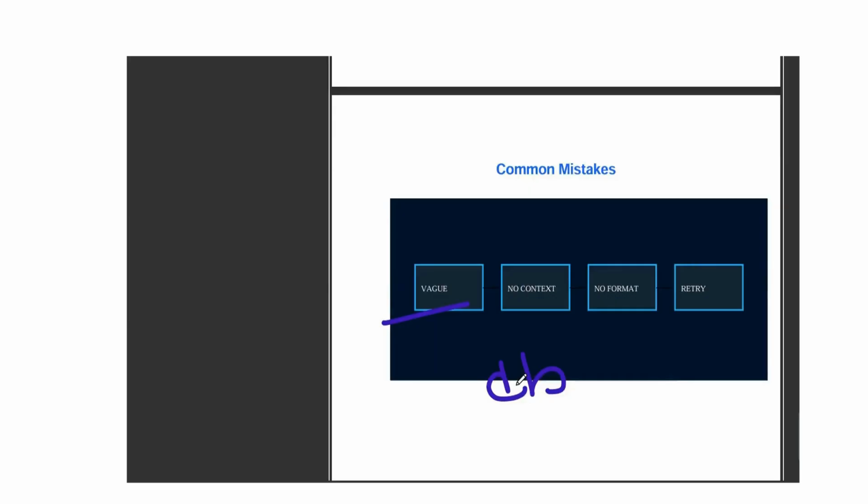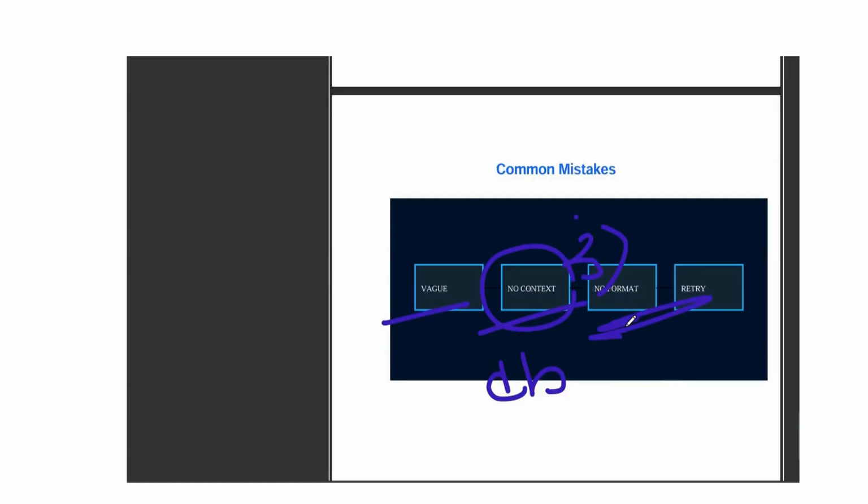And the second mistake is not giving enough context, which means, remember, AI only knows what you tell it, right? So always provide enough information. And the third mistake is not mentioning the output format. If you want bullet points, say bullet points. If you want a table, then mention table. And if you want a short answer, mention that.